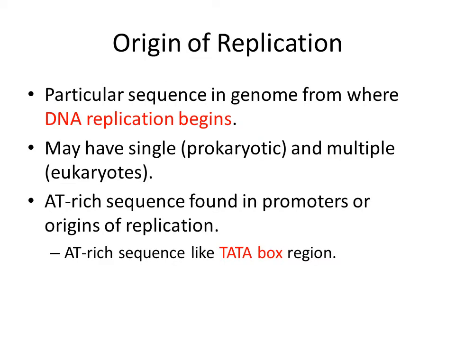So the first thing we are going to talk about is the origin of replication. Origin of replication is a particular sequence in the genome from where DNA replication can begin. It may have a single site or multiple sites. If the cell is prokaryotic, it will have a single one, and if the cell is eukaryotic, it will have multiple. We can see the TATA box, where you can find AT-rich sequences, which are adenine and thymine rich sequences, from where replication of the gene can begin.